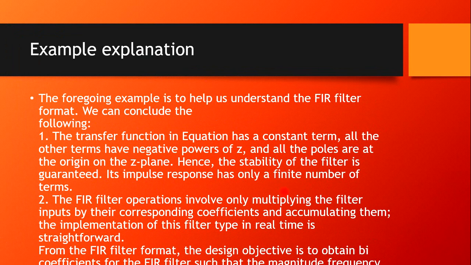What does this example tell us? This example tells us that the transfer function equation has constant terms. All the other terms are negative powers of z, which means that all the poles are at the origin of the z plane and the filter is stable, with only a finite number of terms. The second thing that this equation tells us is that FIR filter operation involves only multiplication, so its implementation is simply easy.